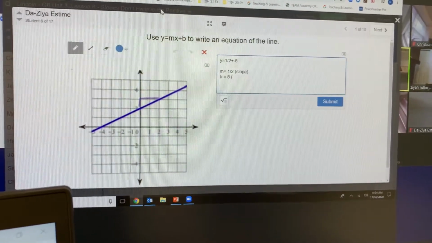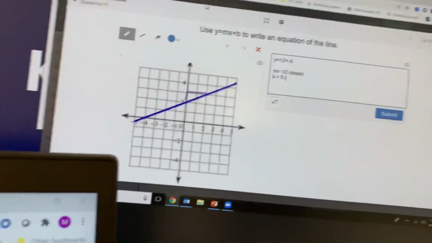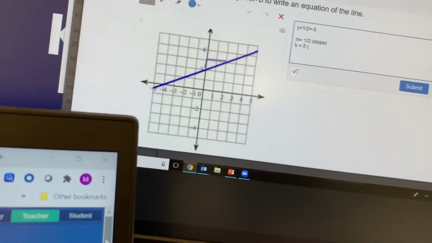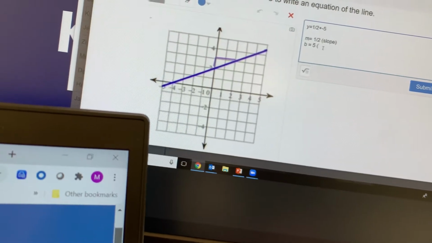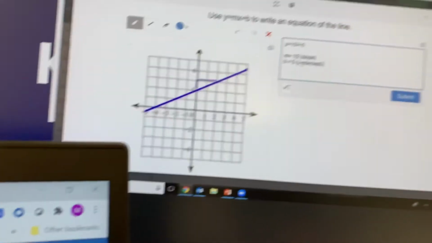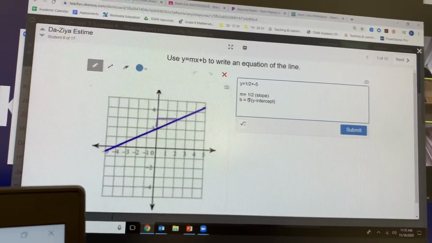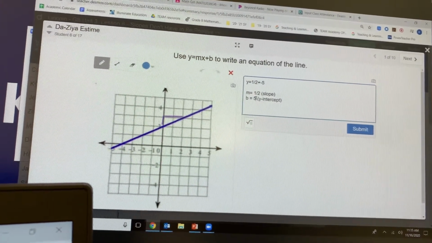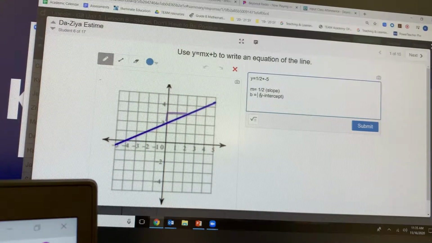Okay, can someone help her out? I see people putting it in the chat again. Please come off mute if you know. Desire, can you come off mute and tell us? Y-intercept. Thank you, honey. Okay, so with that being said, we're going to start at the y-intercept because that's where our misconception is. Can someone remind me of what a y-intercept is?